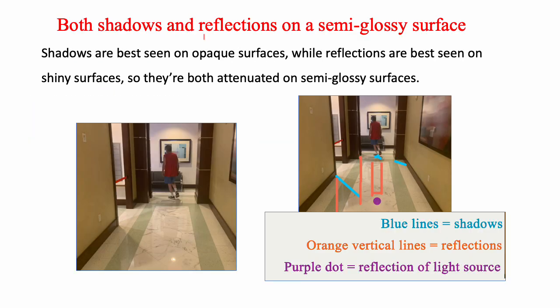We also see both shadows and reflections on semi-glossy surfaces. Since shadows are best seen on opaque surfaces and reflections are best seen on shiny surfaces, they're both attenuated on semi-glossy surfaces. We don't see either one very well. So here's a shadow, and you see a vague reflection of the person and a reflection of the light source.